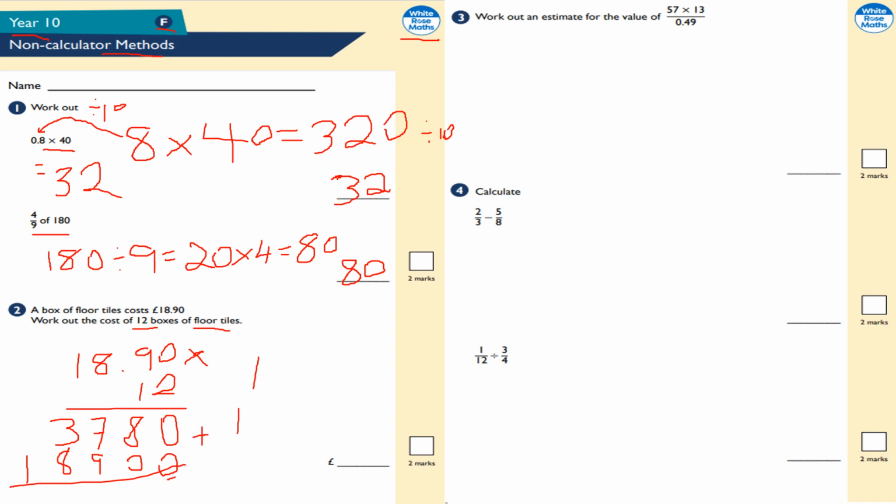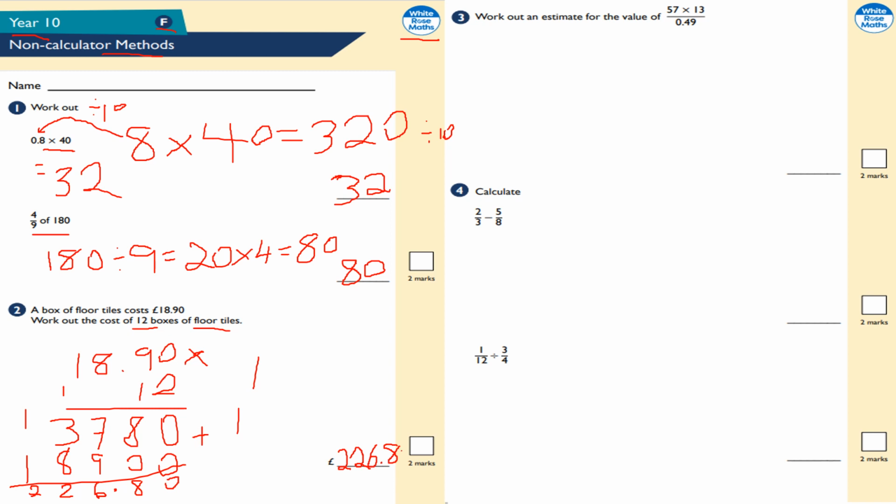Adding our answers together. 0 plus 0 is going to be 0. 8 plus 0 is going to be 8. 7 plus 9 is going to be 16, so 6, carry the 1. 1 plus 3 is 4, plus the 8 is going to be 12, so 2, carry the 1. 1 plus 1 is 2. So hopping the decimal point back 2 places, the answer is £226.80.